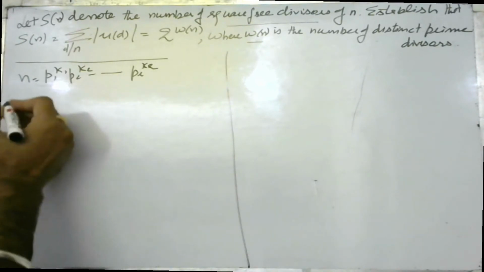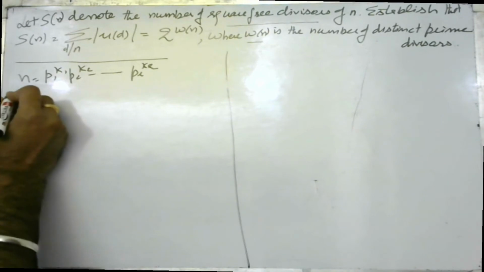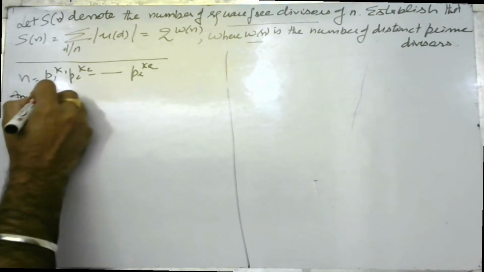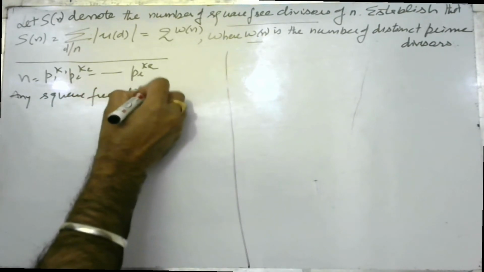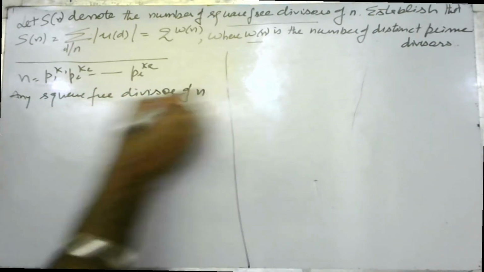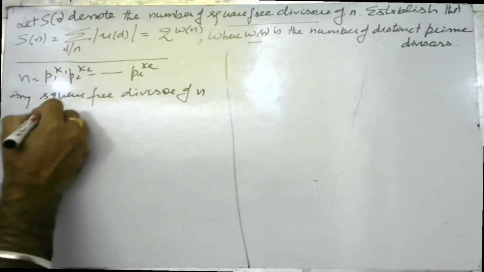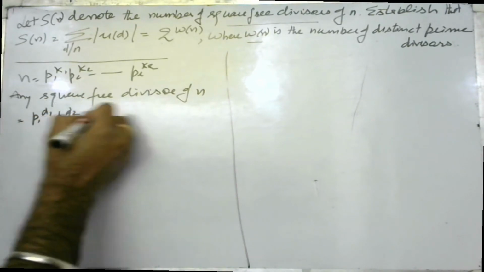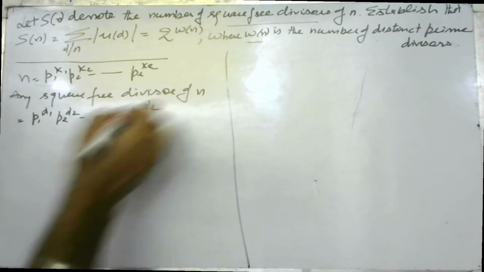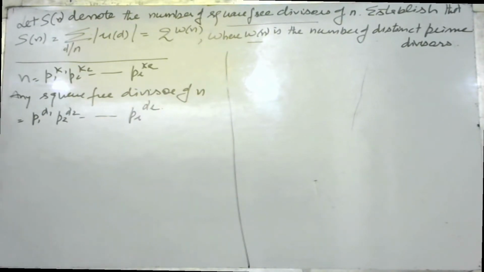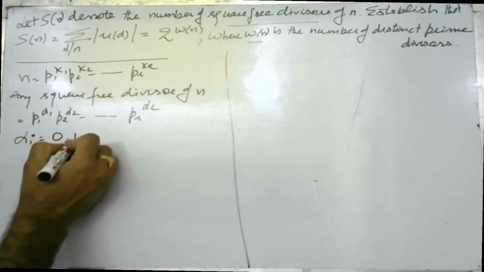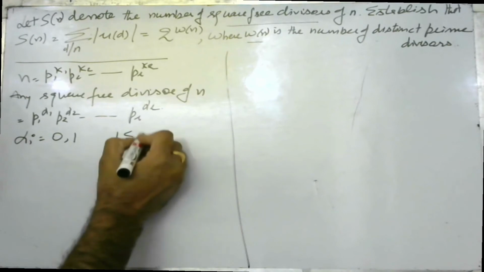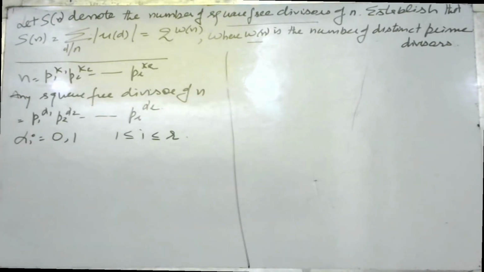Now let us choose any square-free divisor. Any square-free divisor of n is of the form p1^α1, p2^α2, ..., pr^αr. Now for square-free, what are the possibilities for αi? Only two possibilities, 0 and 1. For i from 1 to r, there are only two possibilities.